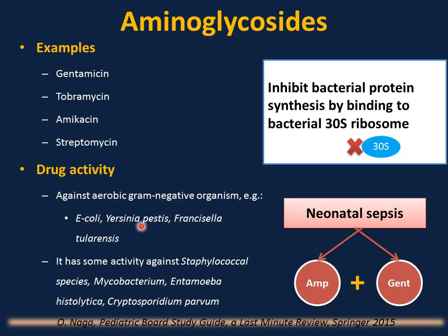E. coli, Yersinia pestis, or plague, Francisella tularensis, which is commonly seen in cases of hunters who skin rabbits, for example, and will cause tularemia. It has some activity also against staphylococcal species, Mycobacterium, Entamoeba histolytica, Cryptosporidium.